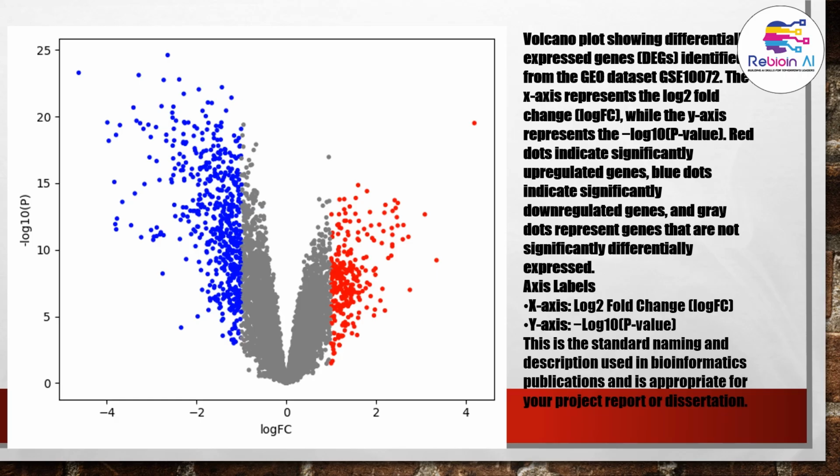In this plot, red dots represent significantly upregulated genes, blue dots represent significantly downregulated genes, and gray dots represent genes that are not significantly differentially expressed.